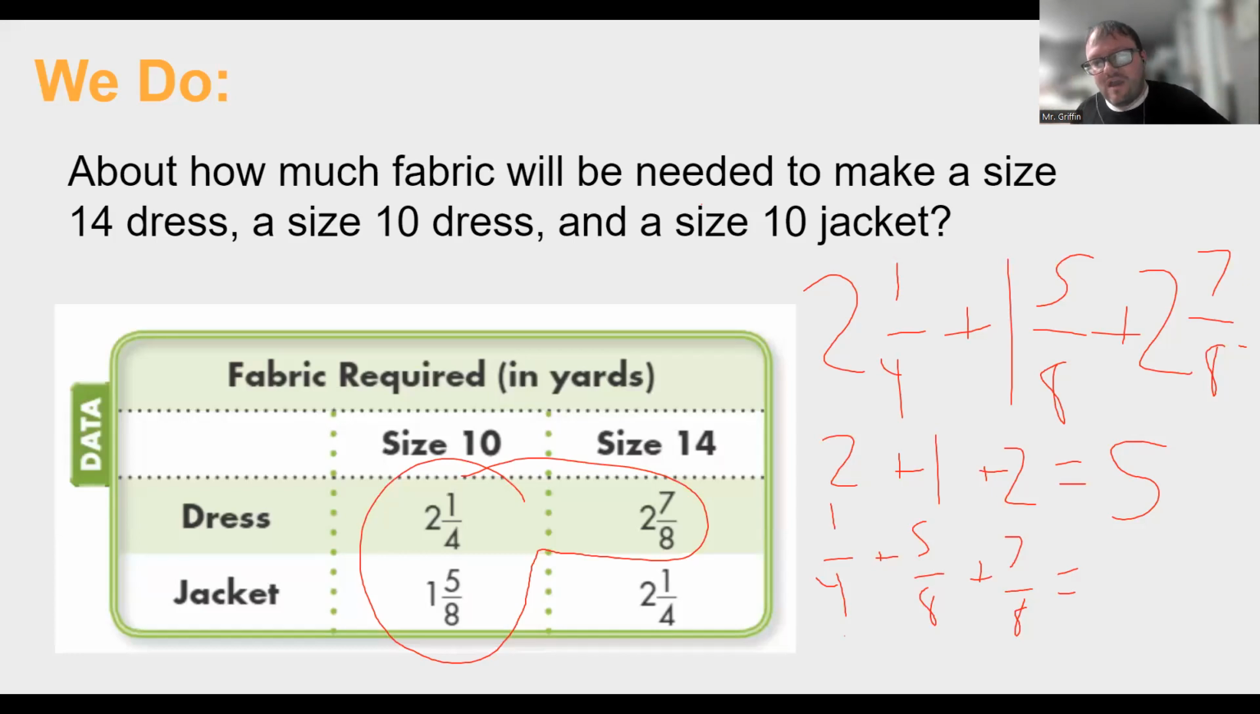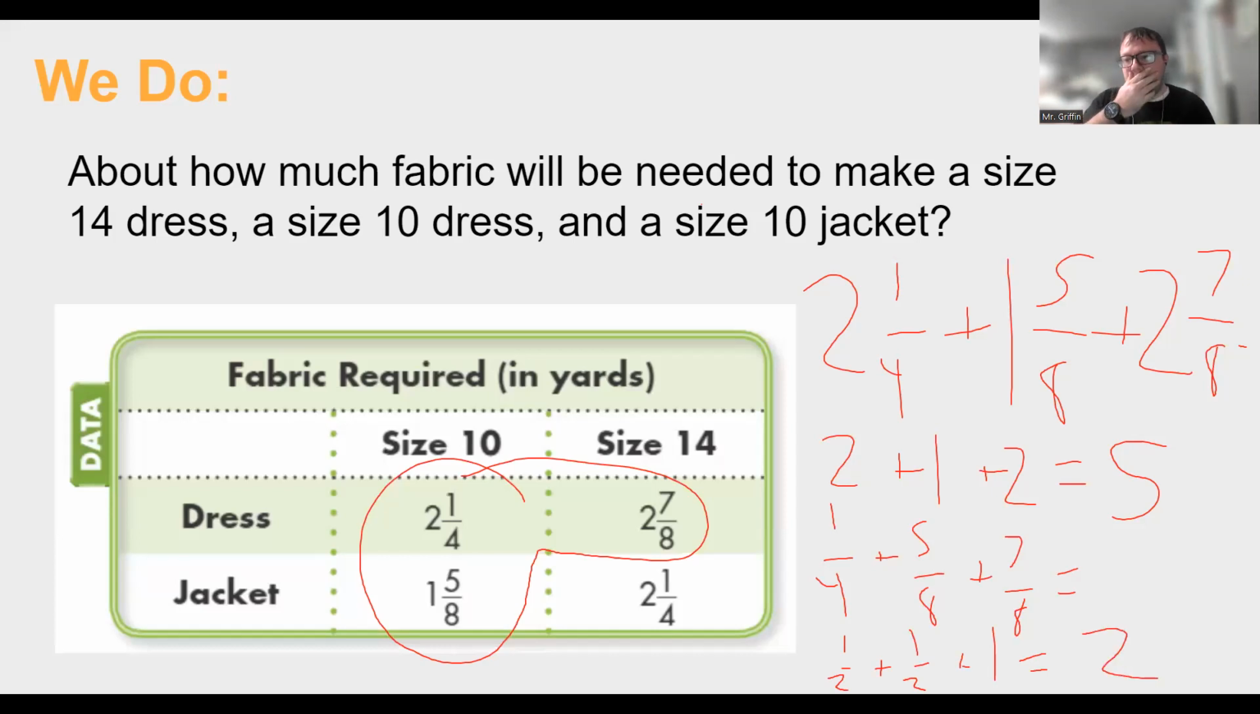Right, 1/2. So you have 1/2 plus 5/8. Remember, we said that was closest to what again? 1/2. And then 7/8 was closest to 1 whole. So then you have 1/2 plus 1/2 plus 1. We know that a half plus a half is a whole. So then you have 1 plus 1, which is 2.